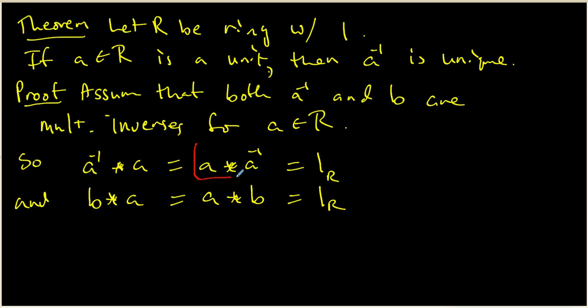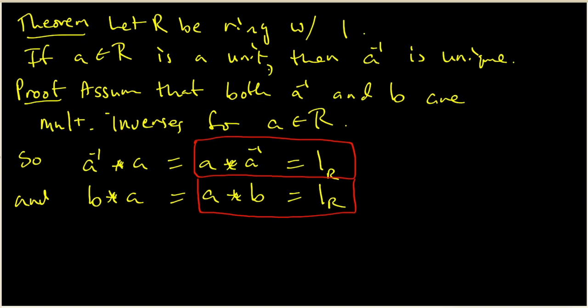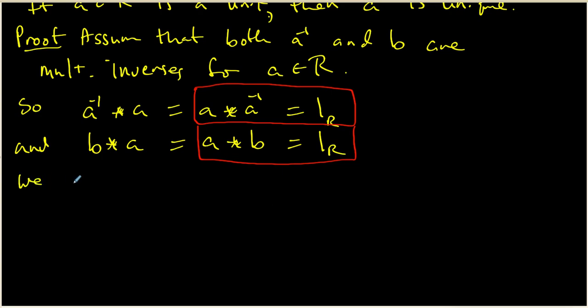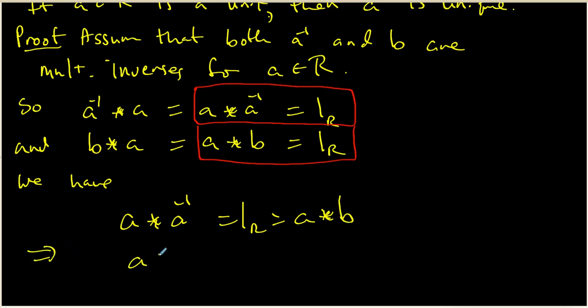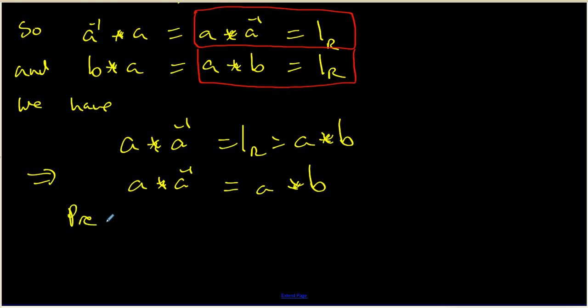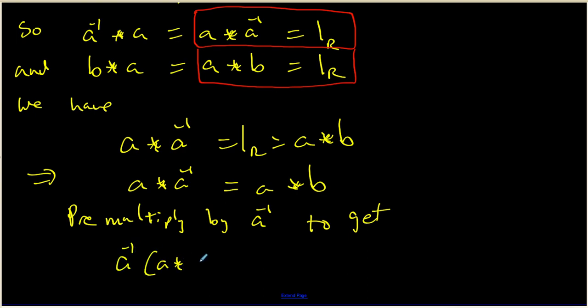Well, what I want to notice now is I want to look at this particular equation and this particular equation. Those two equations let me say the following. We have A times A inverse is equal to 1, which is equal to A times B. Well, that's enough to conclude that A times A inverse is equal to A times B. Now, what I'm going to do at this point is pre-multiply by A inverse. I have to pre-multiply because I do not know that the multiplication is commutative. But when I pre-multiply by A inverse, I'm going to get A inverse times A inverse is equal to A inverse times A times B.